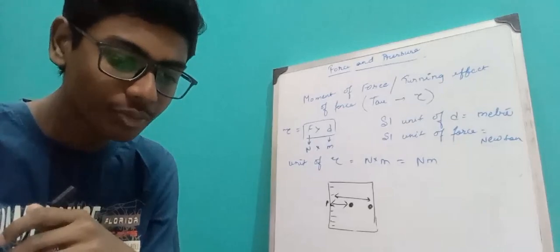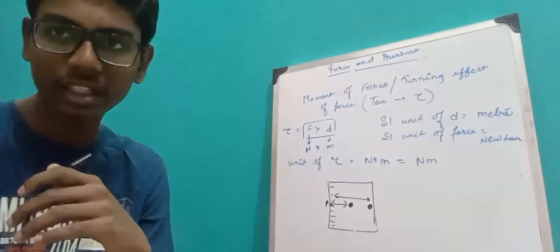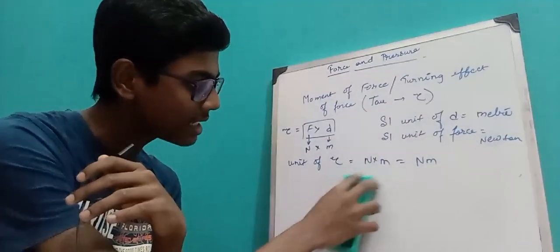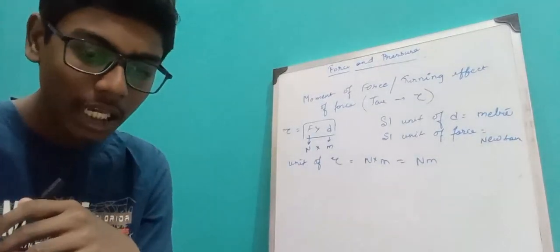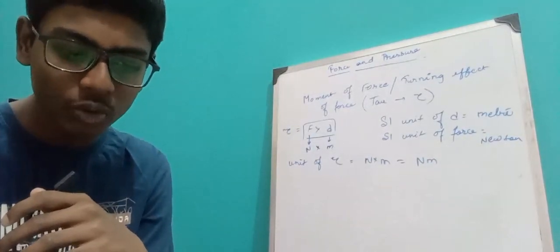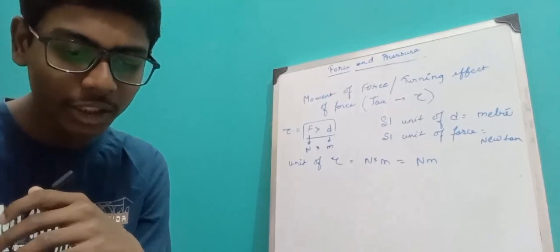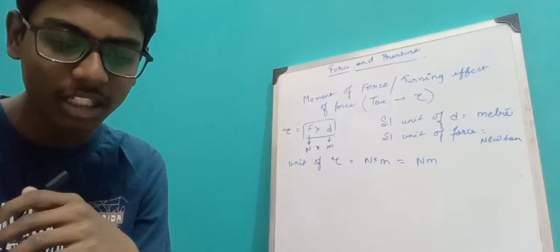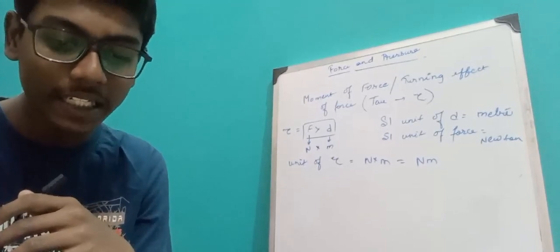Now coming to a few numericals. We will not be doing many numericals, only one as an example. Calculate the force which will produce a moment of 40 Newton meter when the perpendicular distance between the point of application of force and the pivot is 40 centimeter.